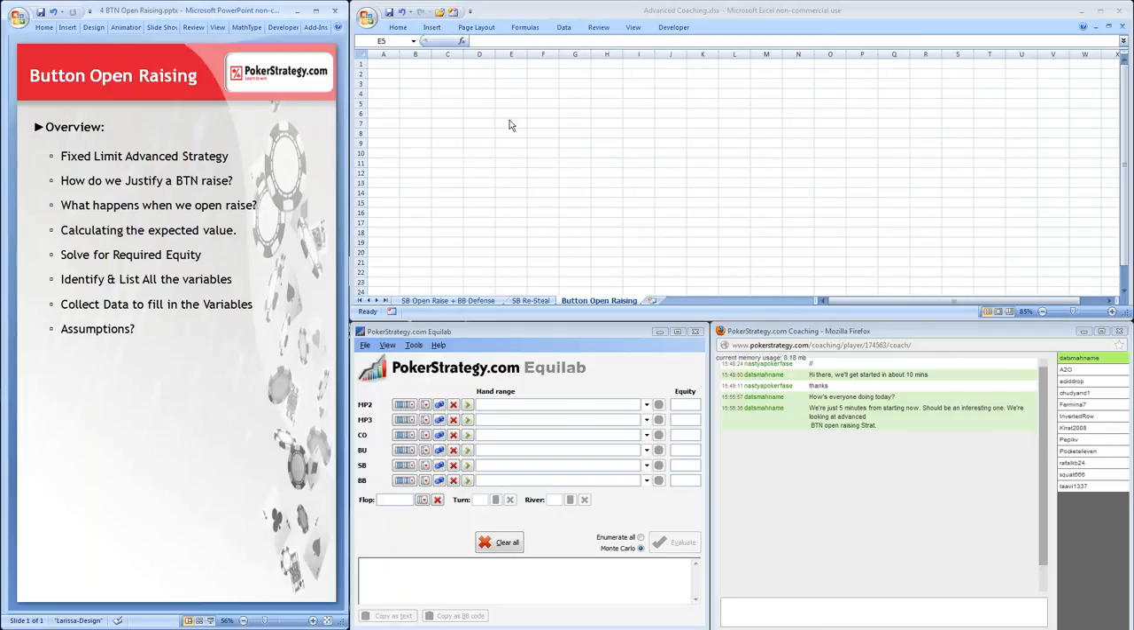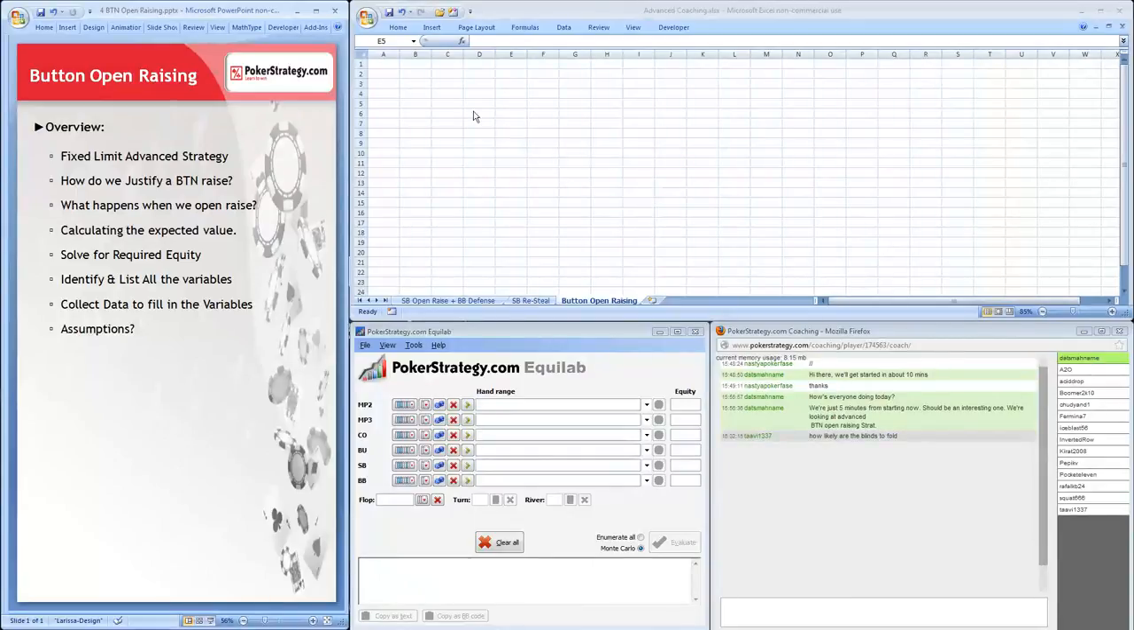And now that's a question for you guys, right? So you're on the button, you're dealt some hand, right? And you're trying to decide whether or not you want to enter the pot. How do you make that decision? If anybody wants to throw out some ideas, that would be excellent.